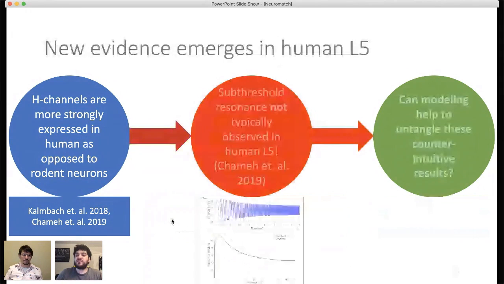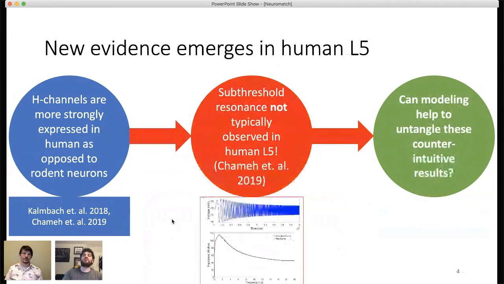But there's been a bit of a wrench that was thrown into this story, and that was new evidence from human L5. So human L5 actually shows more of this H current than human L3. But subthreshold resonance was not observed in these neurons. And again, you can see here just an example trace of what a lack of subthreshold resonance shows. Seems like you see the voltage peak early on and then the sort of attenuation. So this was a very counterintuitive result that goes against this theory that more H channels equals more subthreshold resonance. And we thought that perhaps modeling could help untangle this story.